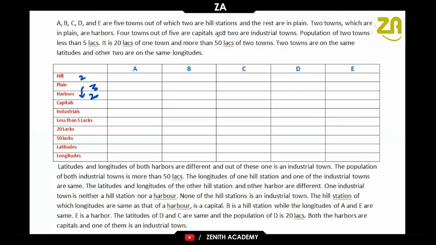4 towns out of 5 are capitals. And 2 are industrial towns. Population of 2 towns is less than 5 lakhs. One town population is only 20 lakhs. 2 towns' population is more than 50 lakhs.